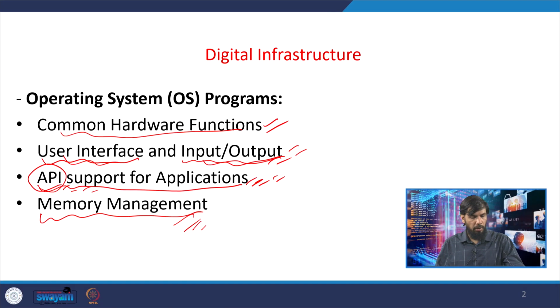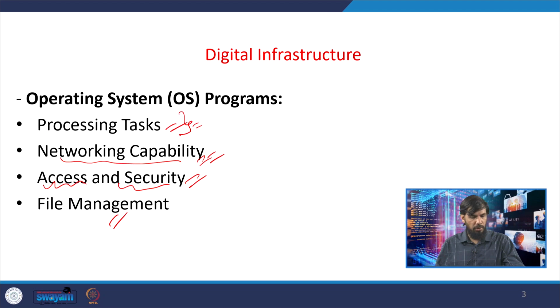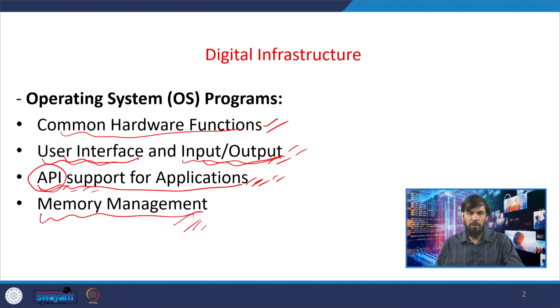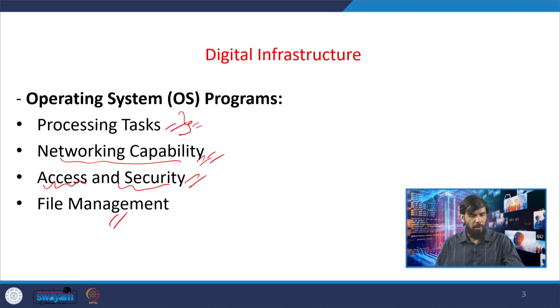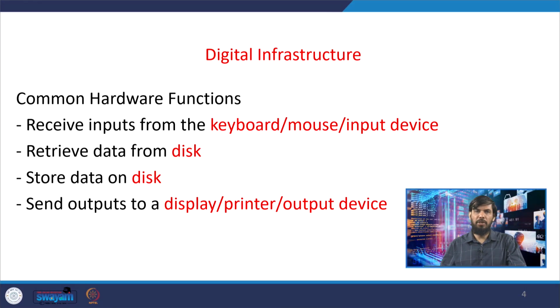So overall, these 8 programs we can say constitute the operating system: common hardware function, user interface, input output, API support, then memory management, and the processing tasks. Then task management, networking capability, the access and security, and the file management. So these are the 8 main programs within the operating system. When we said the operating system is a set of programs, we essentially mean these 8 programs. Then coming to these one by one.